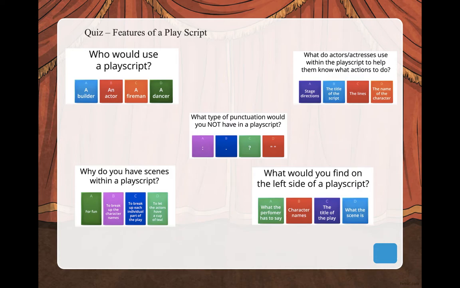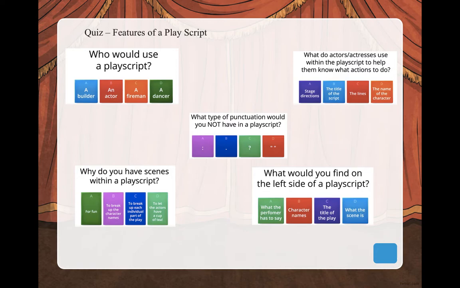It's D, speech marks. Number 4, why do you have scenes within a play script? It is C, to break up each individual part of the play. It's very similar to books. Books have chapters that break it up into parts. And finally, what would you find on the left-hand side of a play script? It's B, character names.